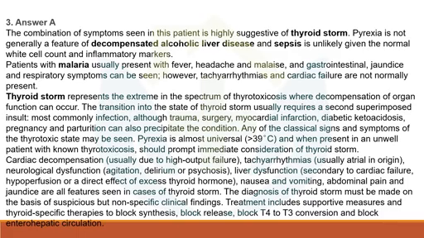Pyrexia is not generally a feature of decompensated alcoholic liver disease, and sepsis is unlikely given the normal WBC and inflammatory markers. A patient with malaria usually presents with fever, headache, malaise, and gastrointestinal symptoms, and jaundice and respiratory symptoms can be seen. However, tachyarrhythmias and cardiac failure are not normally present. So the other things are ruled out, and the most probable diagnosis in this case is thyroid storm. Thyroid storm explains everything here.